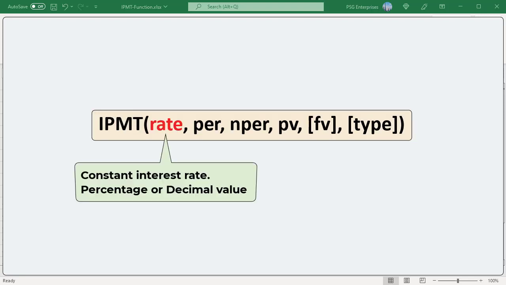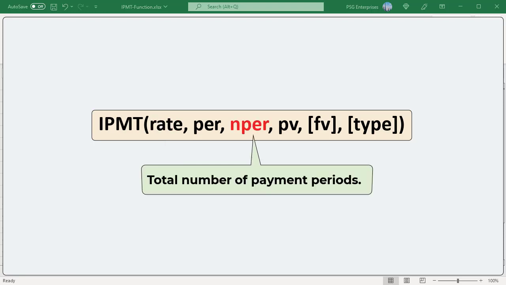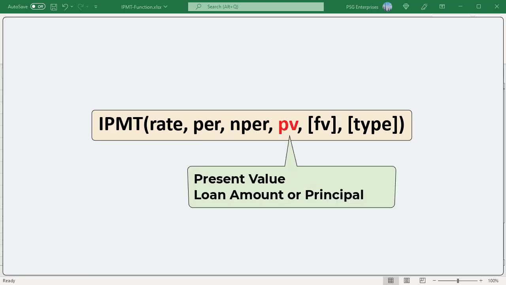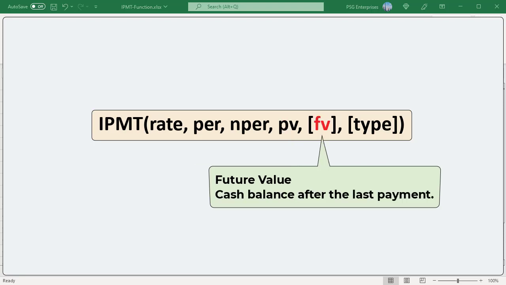Rate, constant interest rate for the loan, can be provided as a percentage or a decimal number. NPER, the total number of payment periods for the loan. PER, the period for which you want to calculate the interest, should be between 1 and NPER, total number of periods. PV, the present value of a loan, is the amount you originally borrowed, also called the principal. FV, the future value, that is the balance you wish to have after the last payment is made. If omitted, it is assumed to be 0.